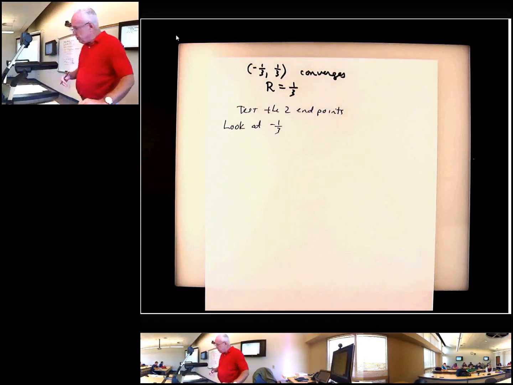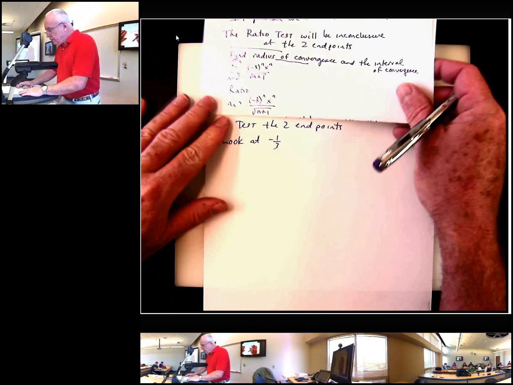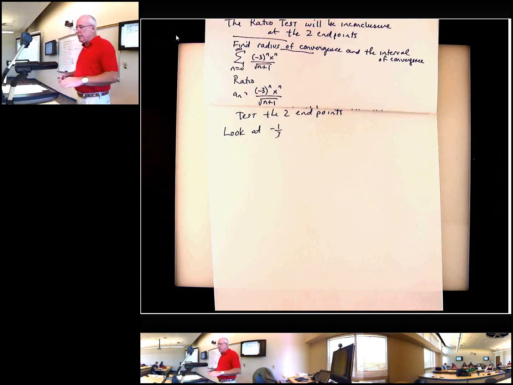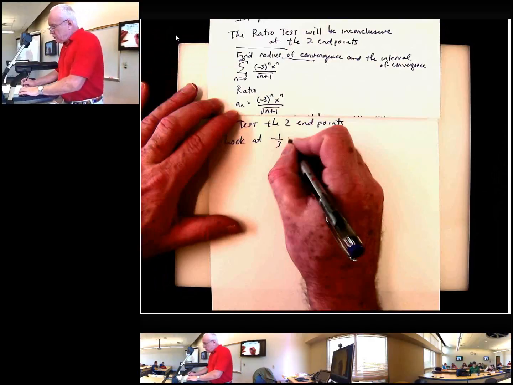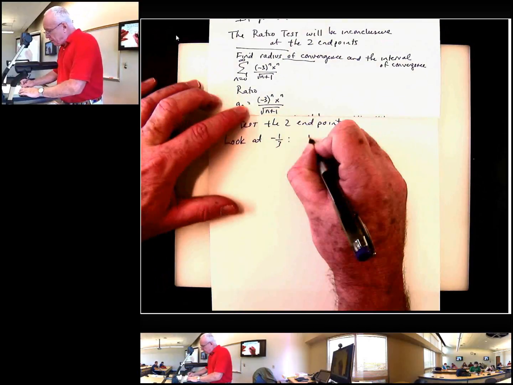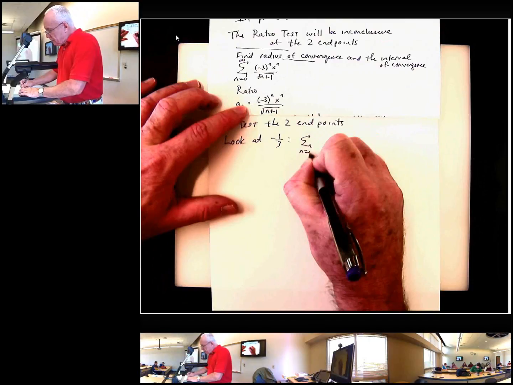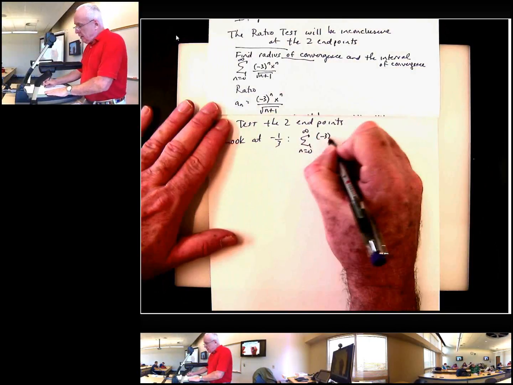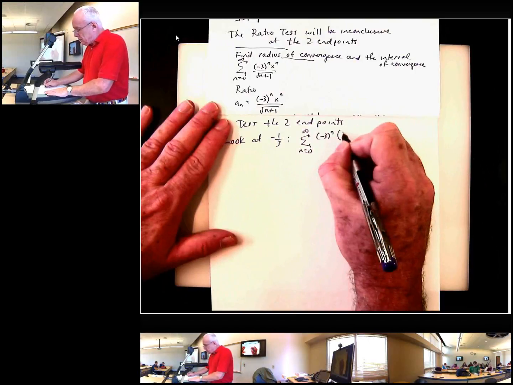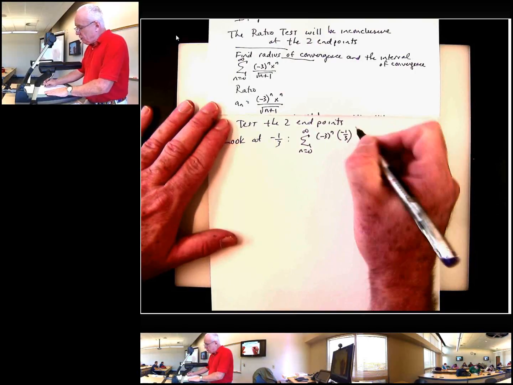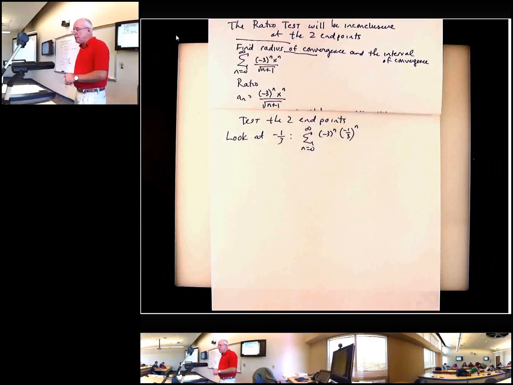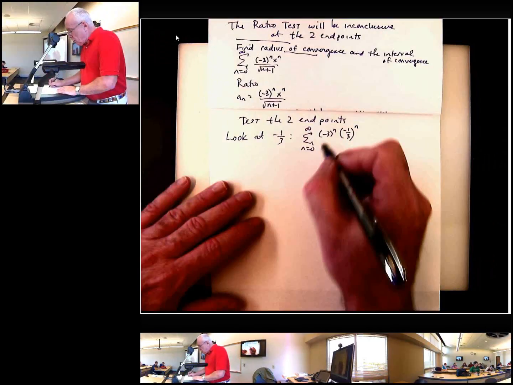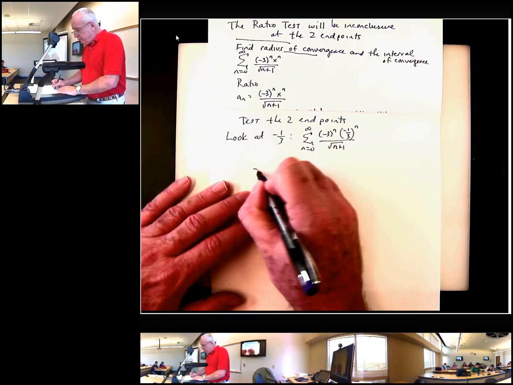All right, so our original series here is -3 to the n, x to the n over square root of n plus 1. So we're going to plug in -1/3 for the x. So we're going to have the summation n equals 0 to infinity of -3 to the n. Now for the x here, let me use parentheses. I'm going to put in a -1/3, close the parentheses, and raise that to the n power. And then that's all over the square root of n plus 1.